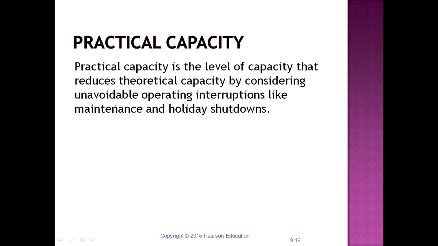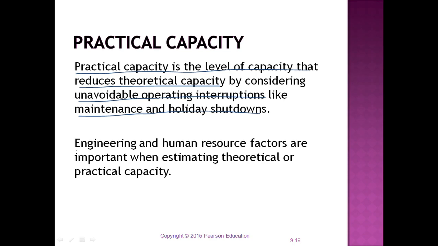This is the level that has been defined after deducting all those unavoidable operating interruptions that we have already discussed, like maintenance, holidays, shutdowns, and so on, so that you could be fairly confident that you will be able to achieve this level of capacity. So normally, after considering the engineering and the human factors, the capacity you arrive at is called your practical capacity level.